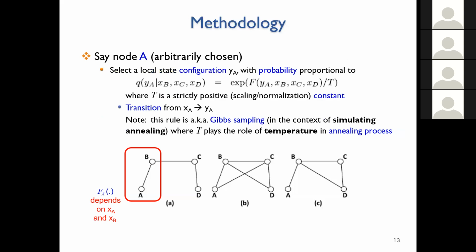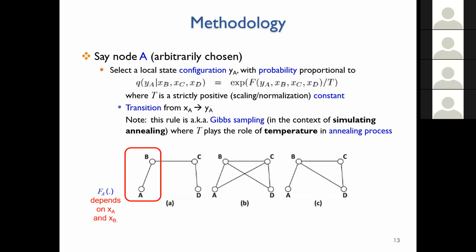So let's say you have a node A arbitrarily chosen in this graph. What you're going to do now in the algorithm or operation is select a local configuration of your A. Let's say the power level.